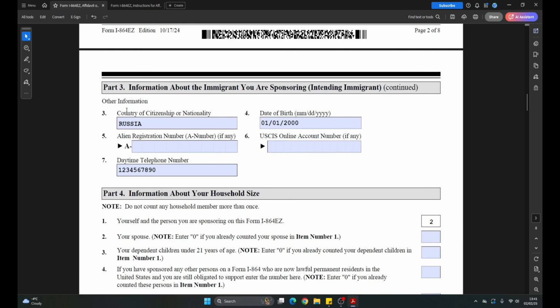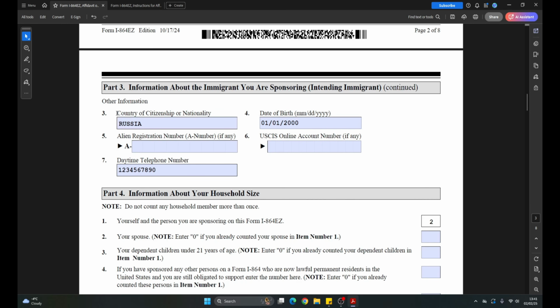Next, continue to provide information about the beneficiary's country of citizenship or nationality. In this line, write the country of citizenship, the passport of which your beneficiary used for entry to the United States, or the passport of which they will be using if they're doing consular process. So the passport number they put into their DS-260 application, and this would be the country.